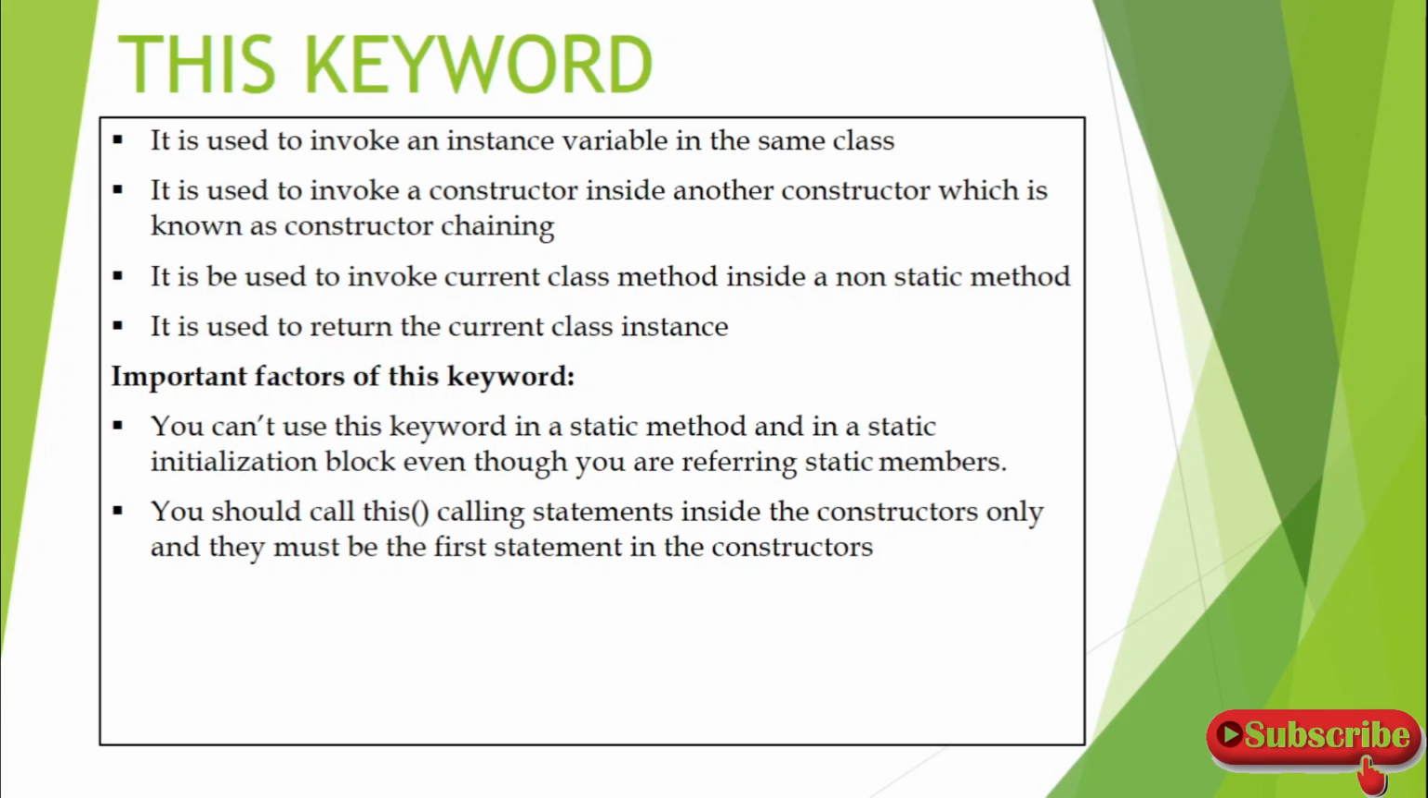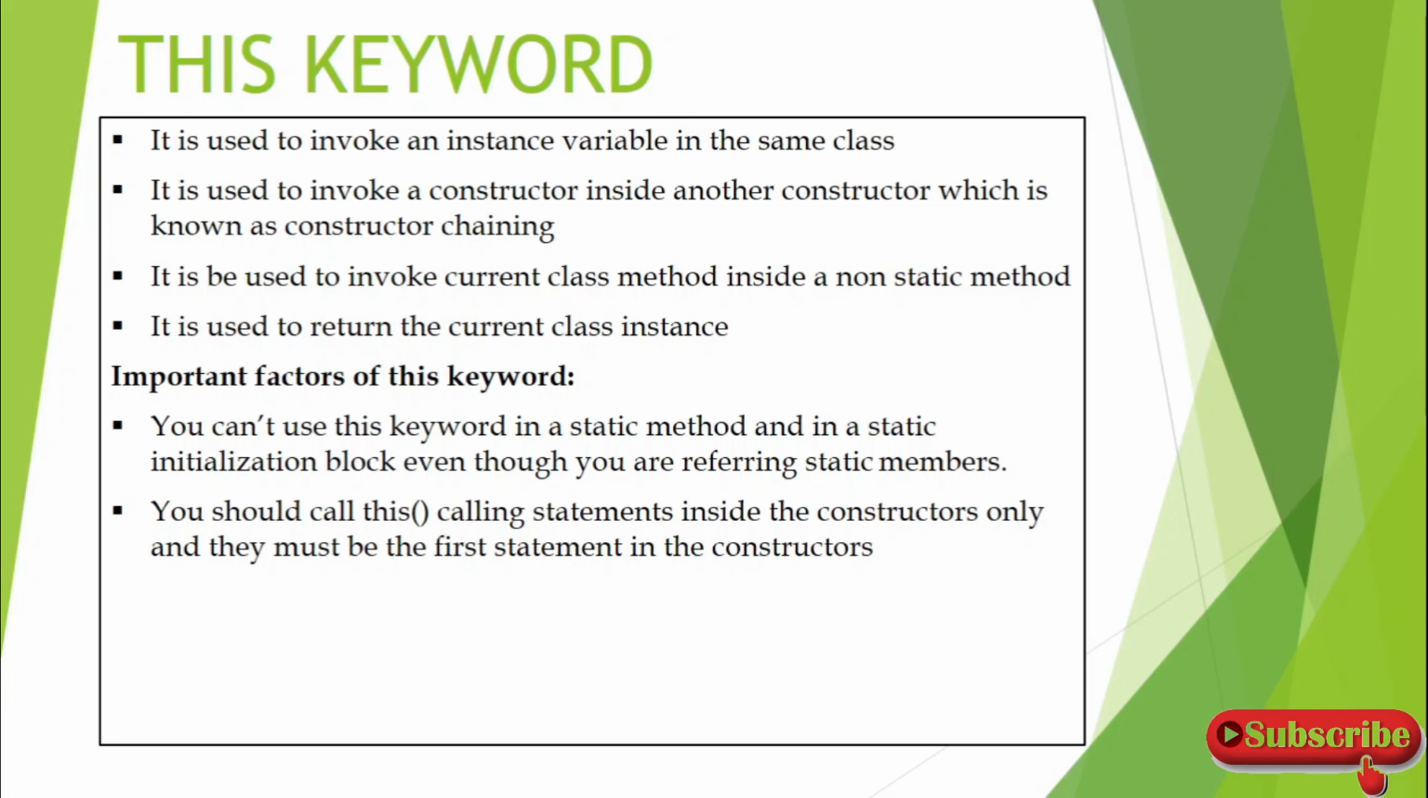So in today's video, let's see what the this keyword is in Java. The first point: it is used to invoke an instance variable in the same class. To differentiate between the arguments passed inside a parameterized constructor and the instance variable, the this keyword is used to identify which is the instance variable. I will show it with an example, and it will be clear.